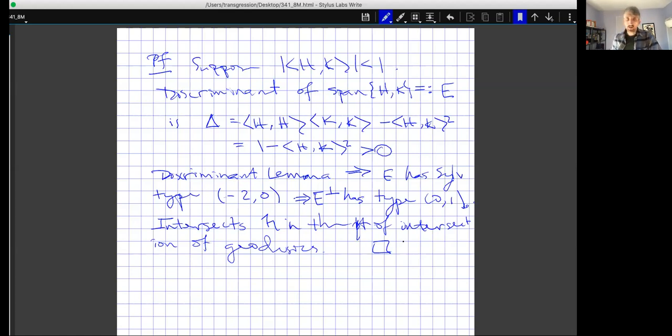So this proof, I think, gives us an insight into what other kind of behavior we can expect out of geodesics, right? Well, this inner product of normal vectors can be equal to 1 in magnitude, or it can be greater than 1. And so those are the other two cases.